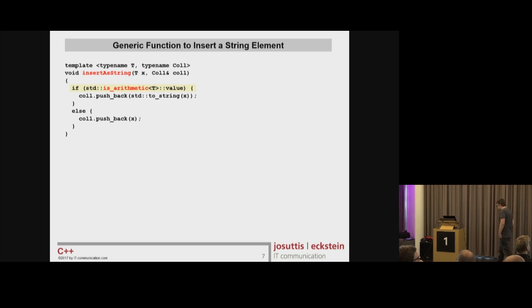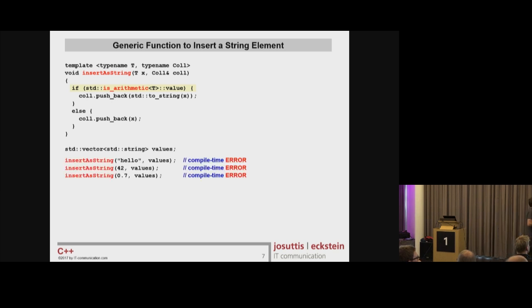Well, yes, let's use an if inside the function. The question in this if is: is my passed object of an arithmetic type? And if it is, we convert this arithmetic type to a string. Otherwise, we just try to push it back. So does it work? Unfortunately not. If you try to use this function, you get compile time errors whatever you try.